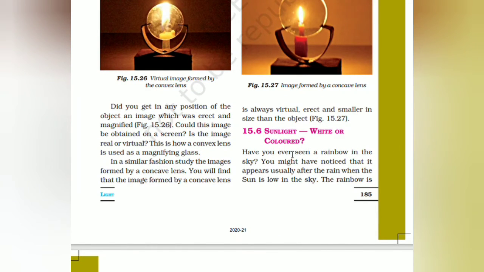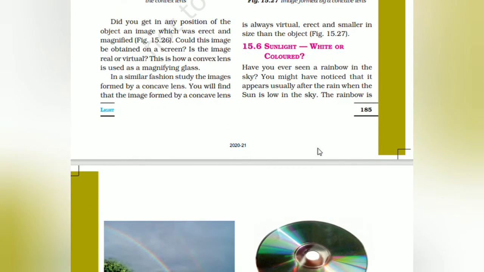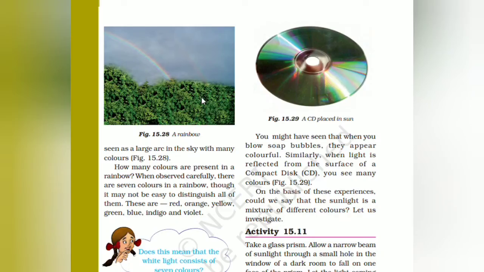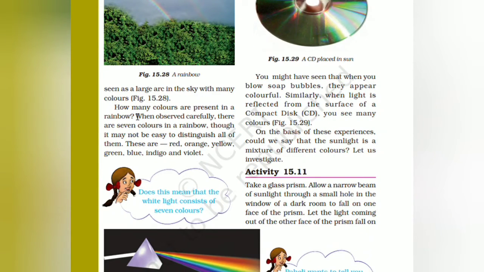Sunlight: white or colored? Haven't you ever seen a rainbow in the sky? You might have noticed that it appears usually after the rain when the sun is low in the sky. The rainbow is seen as a large arc in the sky with many colors. How many colors are present? There are 7 colors present. They are known as VIBGYOR.